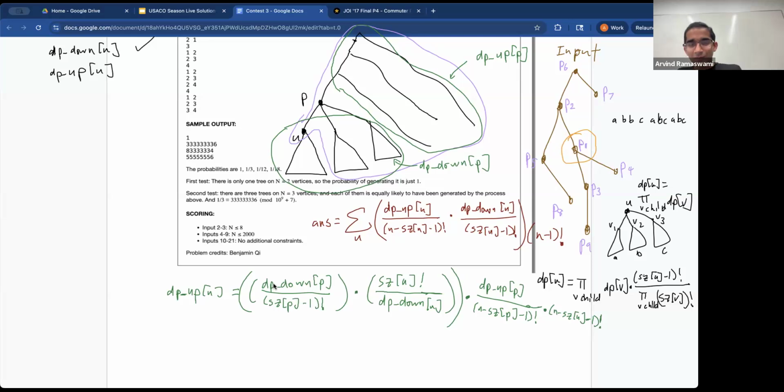Any questions? The high level idea is that you can calculate the DP for the subproblem that's above the tree based on the subproblem that's above you, right? And for the implementation, DP down is straightforward. You can calculate it bottom up in a DFS, and then do a second DFS to calculate DP up by going from top to bottom, right? I'll show the implementation I had.